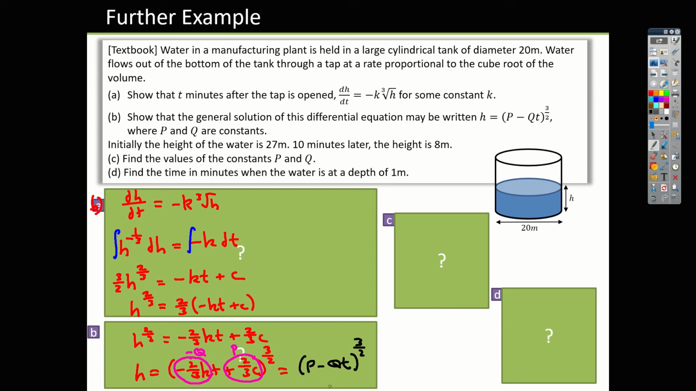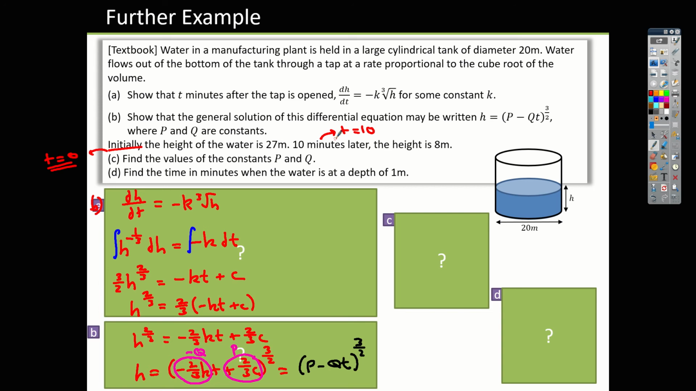Okay, now we're in a position to solve C. So initially, the height of the water is 27 meters. Now, initially is kind of a key word to have stored in your brain because initially is what happens when t equals 0. So that gives you information about what's going on with this equation here. Initially, the height of the water is 27, and then 10 minutes later, the height is 8. So 10 minutes later, obviously, it will be when t equals 10.